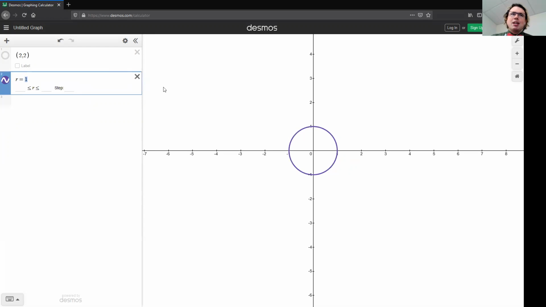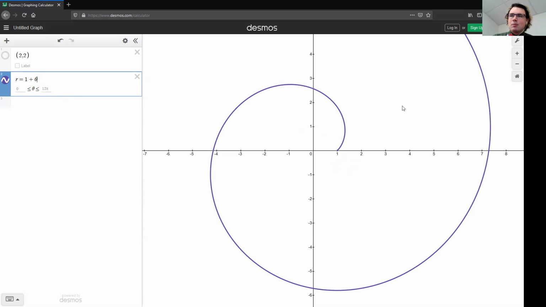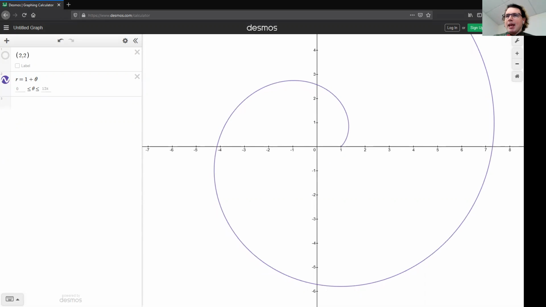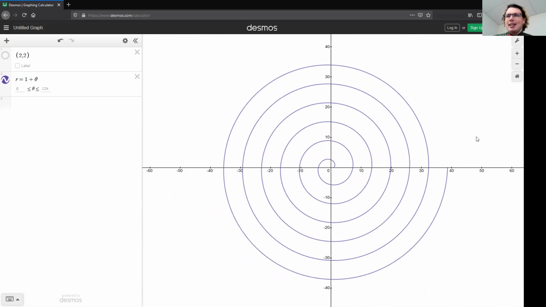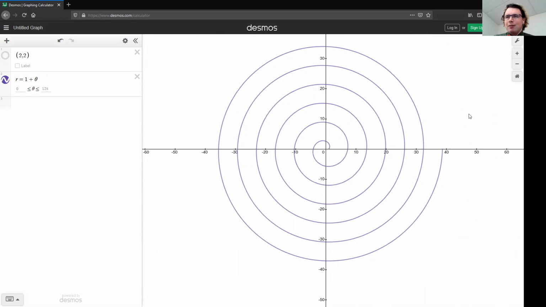Let's make this more interesting. Let's say I want r equals 1 plus theta. Now I get this spiral. So kind of like with the parametric equations, Desmos has decided that this is going to be graphed for theta between 0 and 12 pi. And as I zoom out, I find that I get this nice spiral pattern.